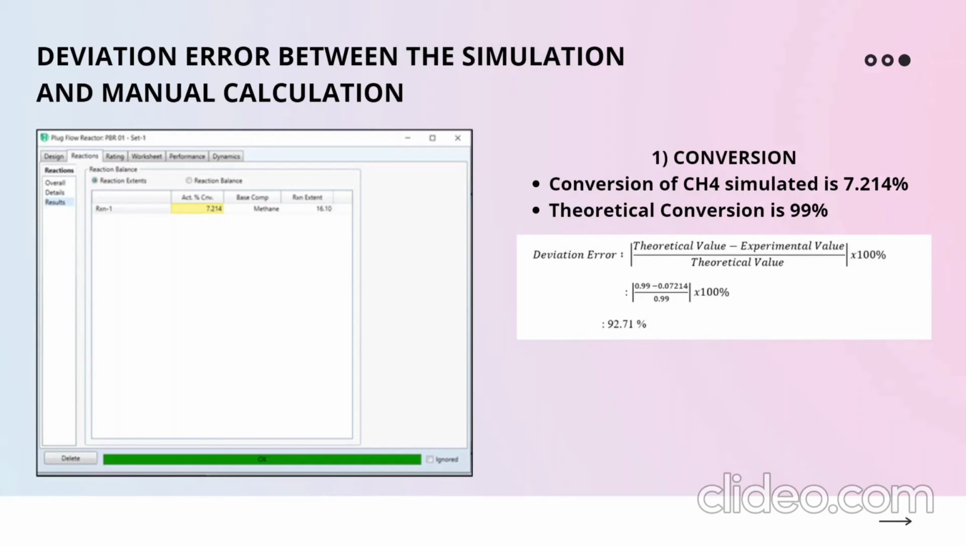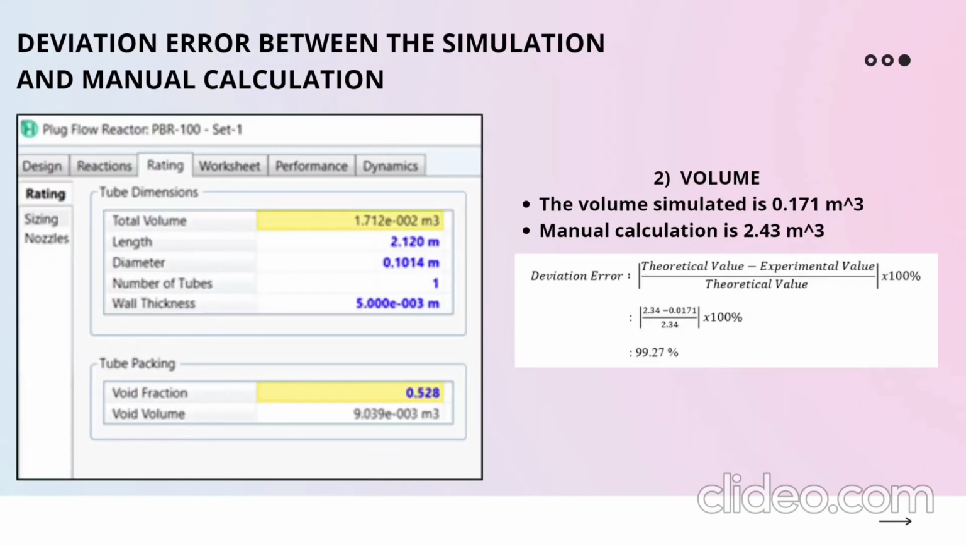The manual calculation parameters are obtained from CEB 2043 and the simulation software that we use is Aspen HYSYS. So there are three deviation errors that we can obtain from this simulation, which are conversion, volume, and molar flow rate, and temperature. First, conversion. Conversion of CH4 that is simulated is 7.214%, and the manual calculation of conversion is 99%, which results in a deviation error of 92.71%. Next is volume. The volume simulated is 0.171 cubic meters, while in the manual calculation, the volume calculated is 2.43 cubic meters, which results in a deviation error of 99.27%.